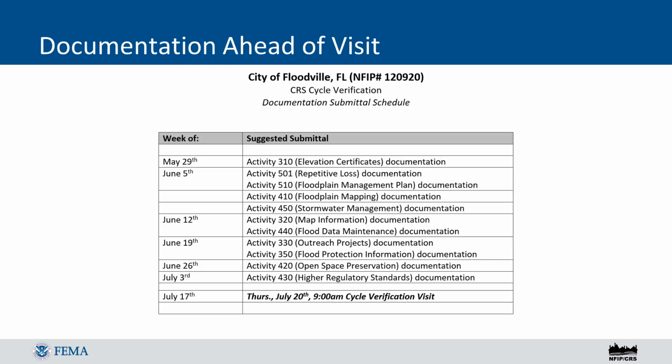Here's an example schedule that we built for a fictitious community. You see, we try to get the program prerequisites, the elevation certificates, or ECs, and repetitive loss requirements done first. That way you know you're able to stay in the program and continue. Then we look at the elements that need more technical review. This is where we send the documentation to our experts for them to verify. This can take a little time, so it's good to get those submitted at the beginning of the process.